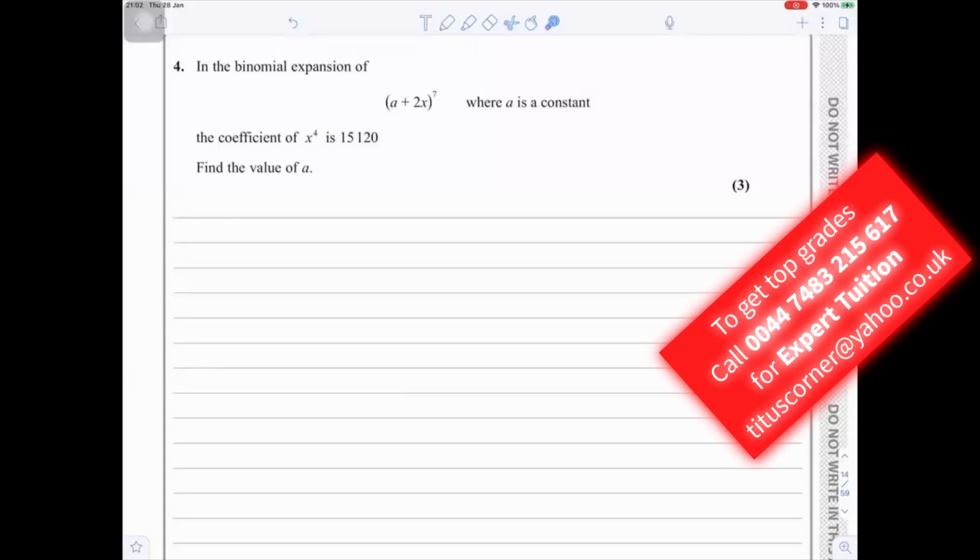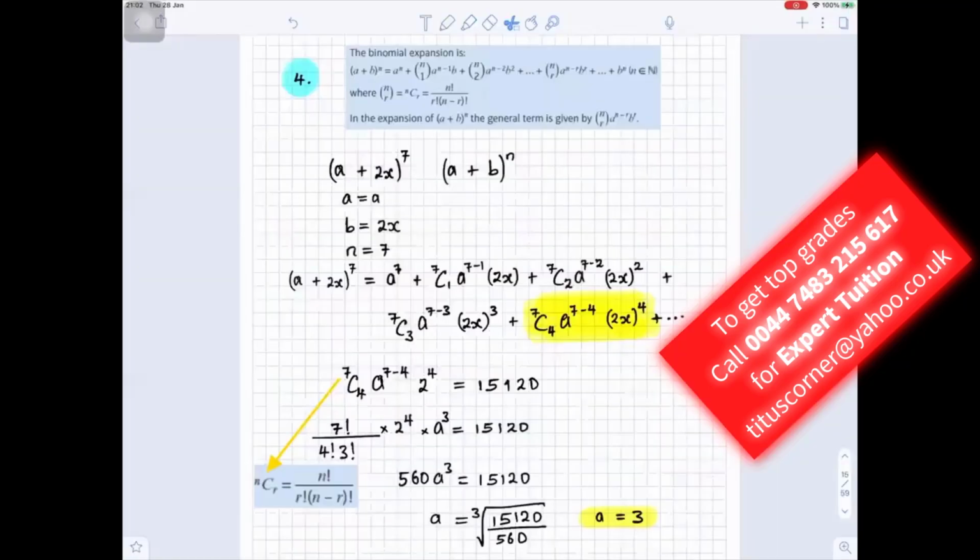Question number 4. In the binomial expansion of a plus 2x to the power 7, where a is a constant, the coefficient of x to the power 4 is 15,120. Find the value of a. So we want to use the binomial expansion formula. I've got the formula written there at the top. And you can use your calculator or you can use this nCr to simplify. So a plus 2x to the power 7, if we compare it with a plus b to the power n, so that means this a and this a are the same.